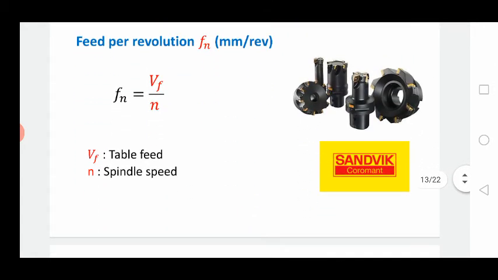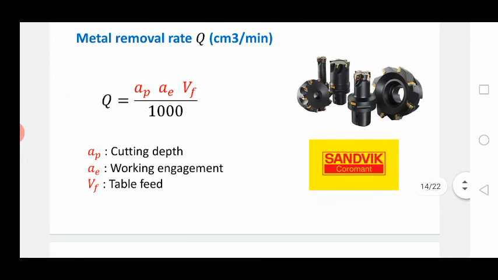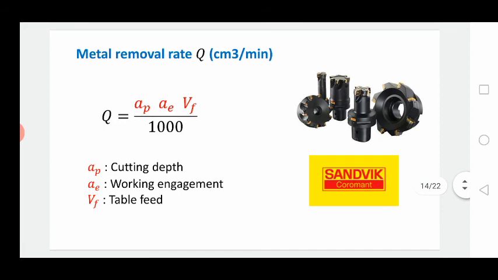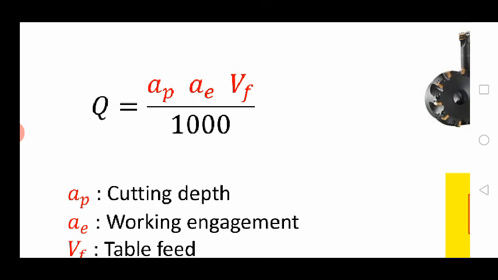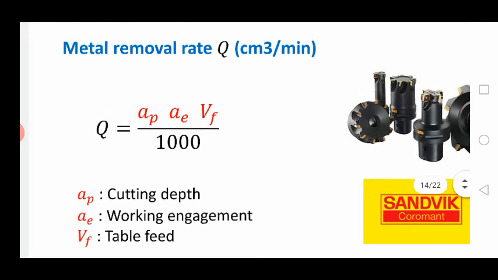Feed per revolution, these are just for your information. It is not much in the syllabus, what all the formulas we are showing. It is just for your information. Feed per revolution, Fn is equal to Vf divided by N. Feed is Vf, which we discussed before, divided by N, spindle speed. Then metal removal rate Q is AP cutting depth into working engagement AE into VF. You can see here AP cutting depth, AE working engagement, and VF table feed. That is how we get the metal removal rate.